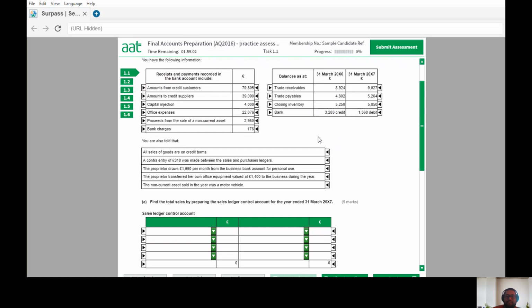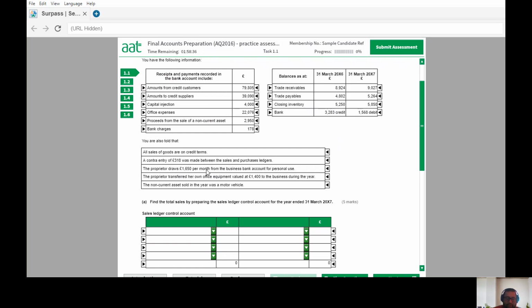So this one is going to be giving us some information about how to calculate some missing information. So here we are also going to look at it. All sales happen on credit terms, and then you have a contra entry of £318 made between sales and purchase ledgers. A proprietor draws 1,650 per month from the business bank account for personal use.